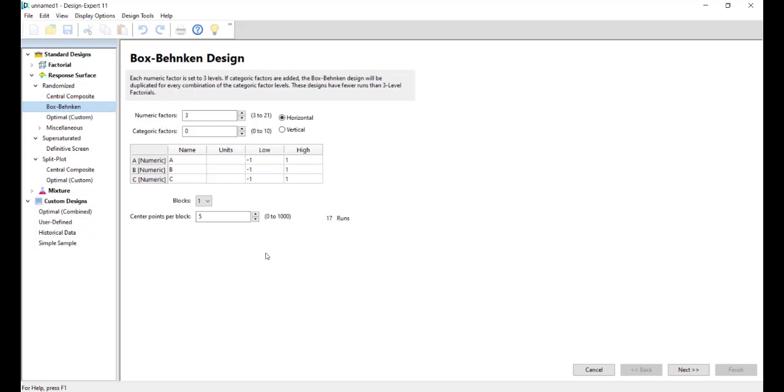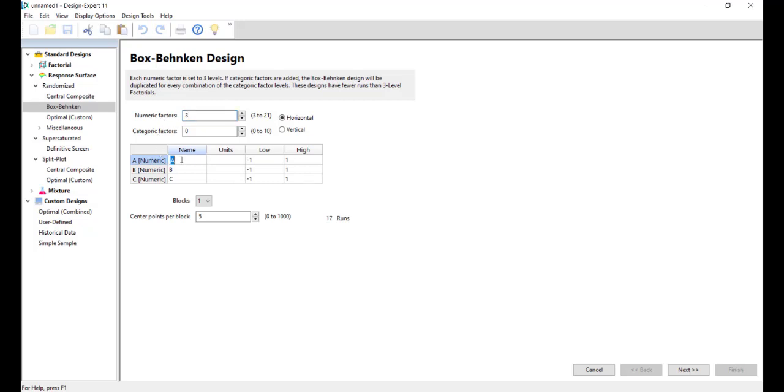Similar to what we had for CCD, here also we need to define the number of factors, how many numeric factors we have, and how many categoric factors we have. Here, all of our factors are numeric factors: temperature, light, and humidity, according to their units. We have three numeric factors, so we just select three factors. The minimum number of factors for BBD design is three numeric factors.